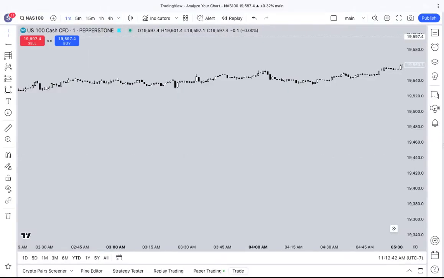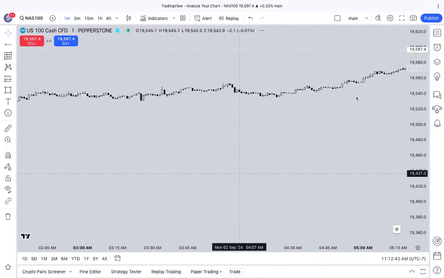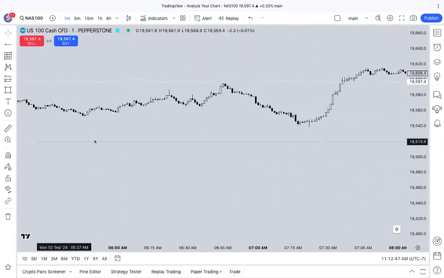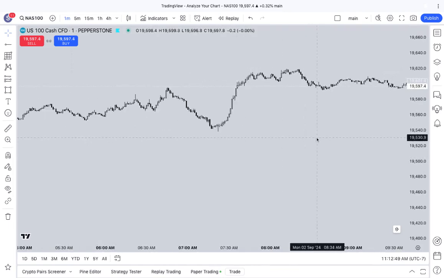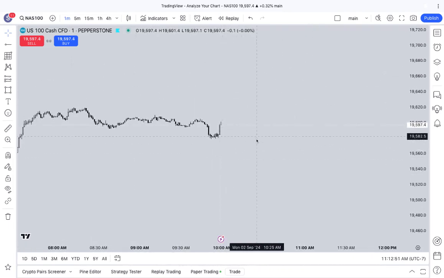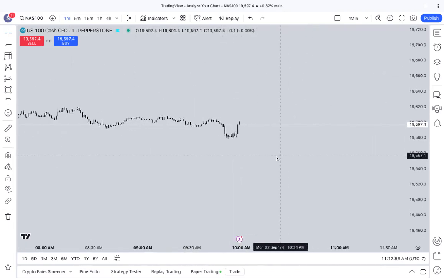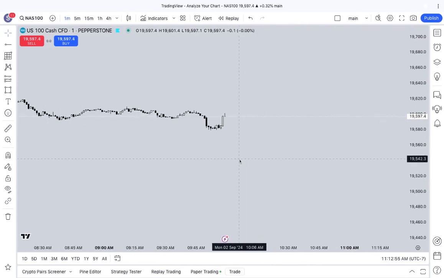Today we're going to be talking about order blocks. It's another confluence that I use in my trades that I learned from a whole bunch of different places, including ICT and SMC concepts.